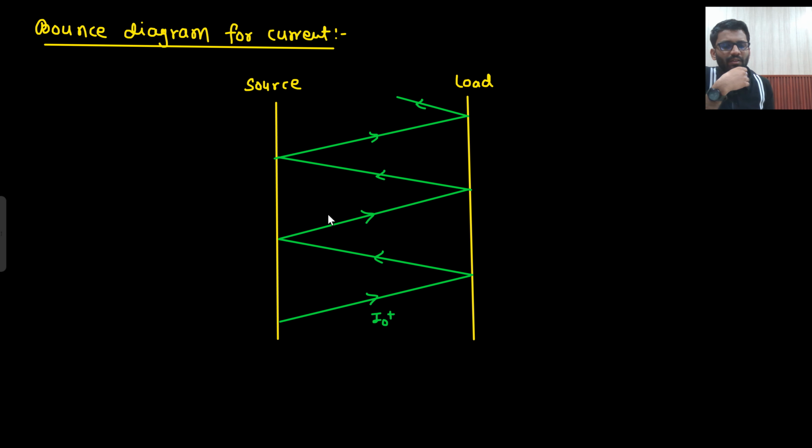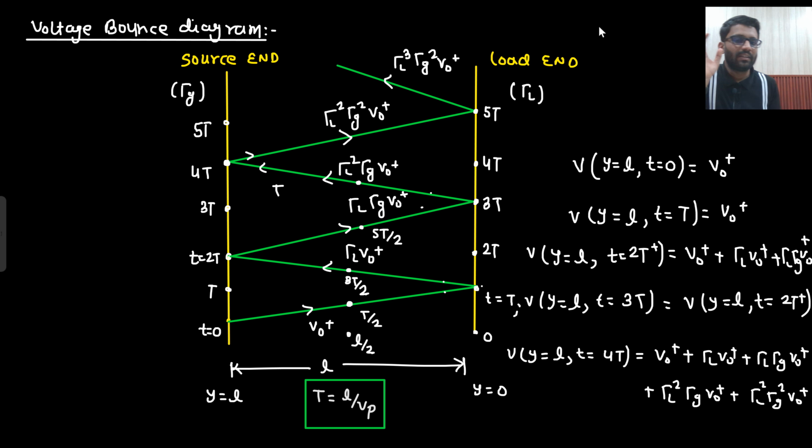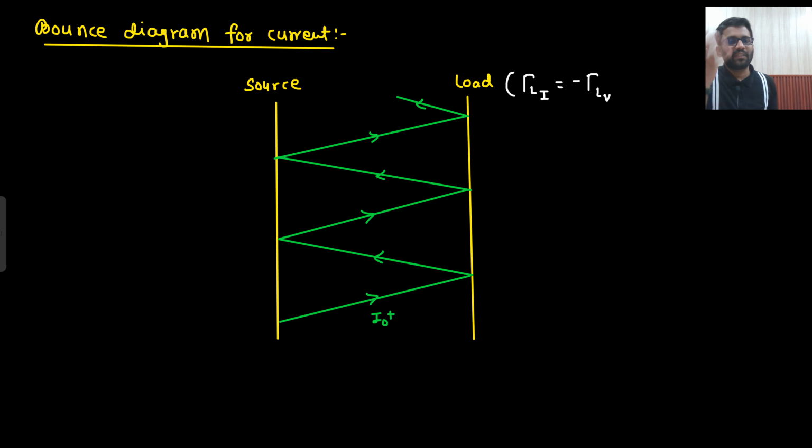Same goes for the current bounce diagram. So what will be happening? First I0 plus will be going. Now it will have its own reflection coefficient, but it will be the current reflection coefficient, right? The reflection coefficient will be the current reflection coefficient, and that is equal to minus gamma L, the voltage reflection coefficient. So I will always study with respect to the voltage reflection coefficient only. This is my gamma L, which I am calling the voltage reflection coefficient. This is my gamma G, which I have also written as the voltage reflection coefficient. So I always find the voltage reflection coefficient only, ZL minus Z naught upon ZL plus Z naught. So here also I am writing all the things with respect to the voltage reflection coefficient.